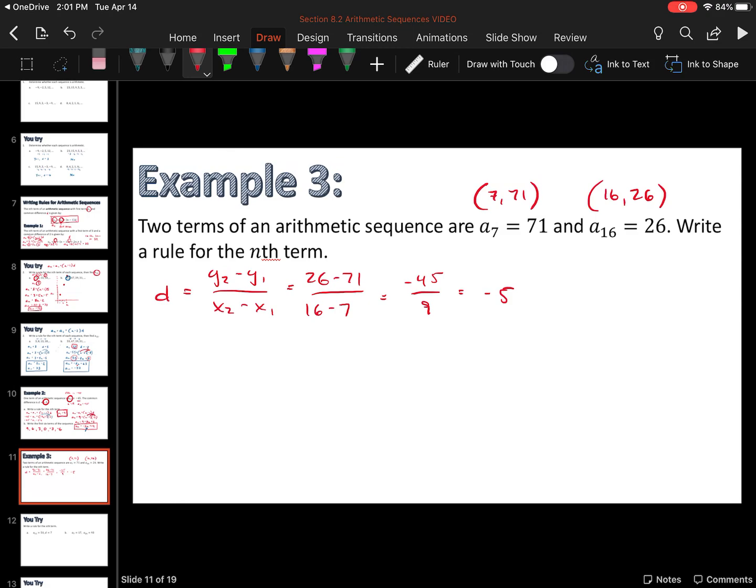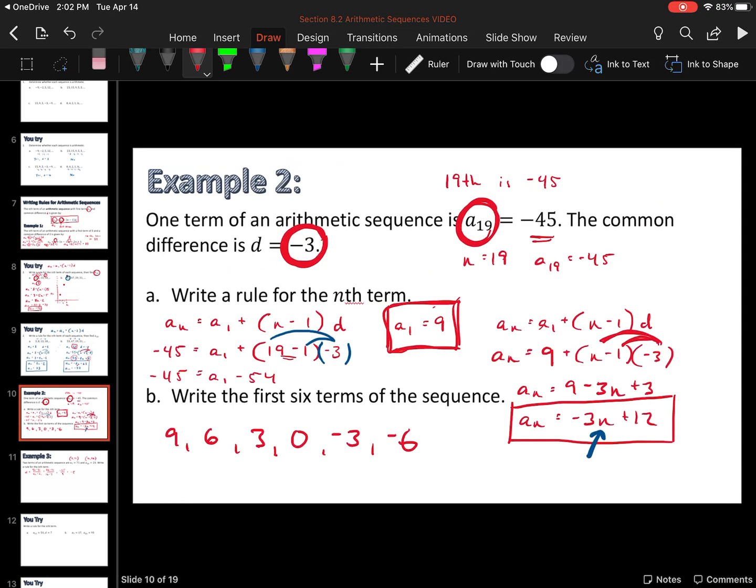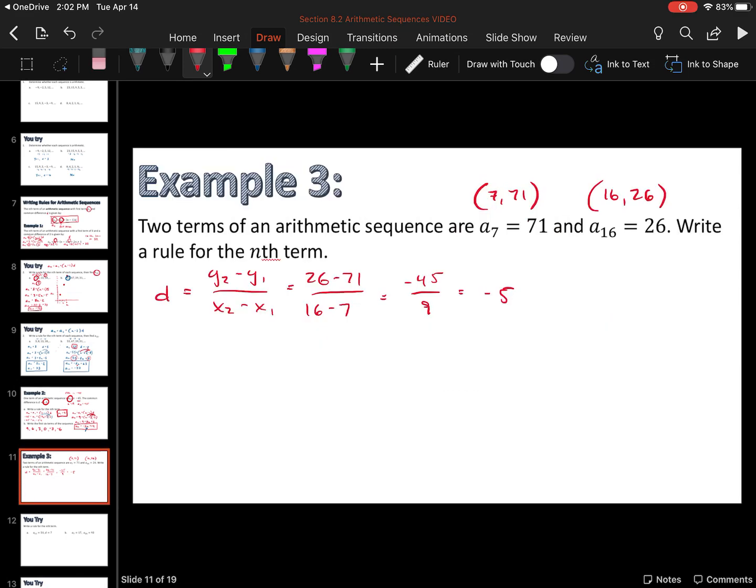Now you still need to figure out your starting term. So we're going to go back to how we did the prior question. So I went to my formula, and we can pick one of the points. I'm going to pick this point for now. Actually, no, let's pick the other point. They're smaller numbers. Let's pick this point. And let's say our formula is a sub n is equal to a sub 1 plus n minus 1 times d. I know my common difference is negative 5. I'm going to say that 26, which is what I'm plugging in here.